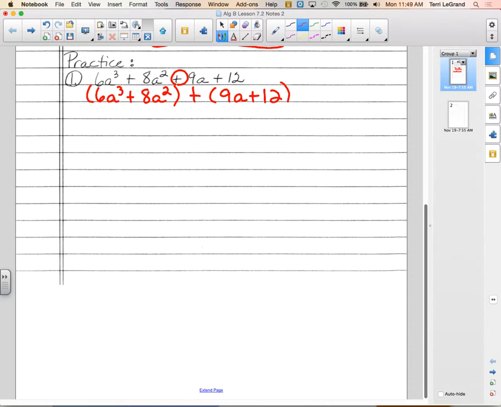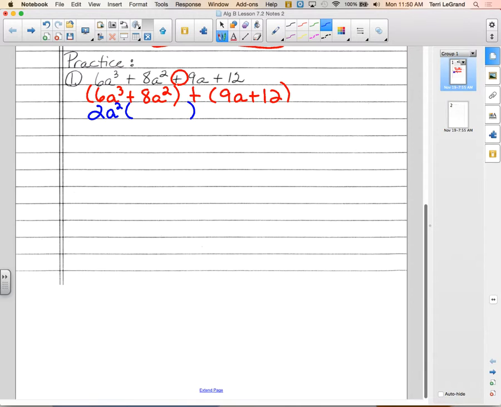So what I'm hoping you can do is say to yourself, what is the GCF of 6 and 8? What is the GCF? Listen to what I said. What is the GCF of 6 and 8? 2. What is the GCF of a cubed and a squared? A squared. They both have 2 factors of a in them. So 2a squared is our GCF for that group.